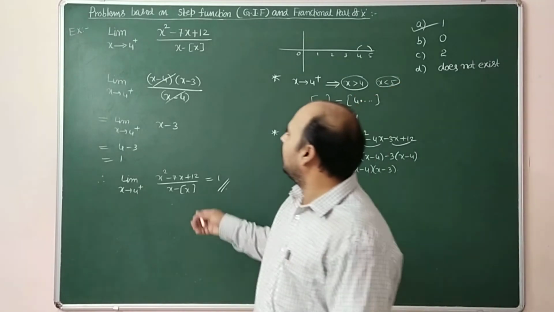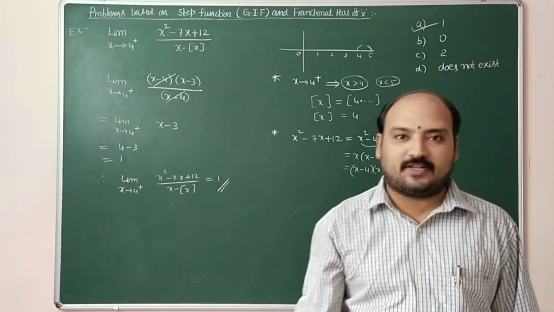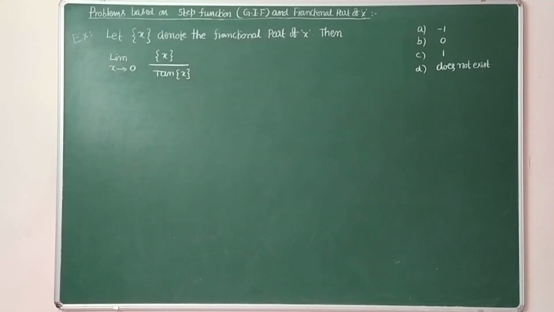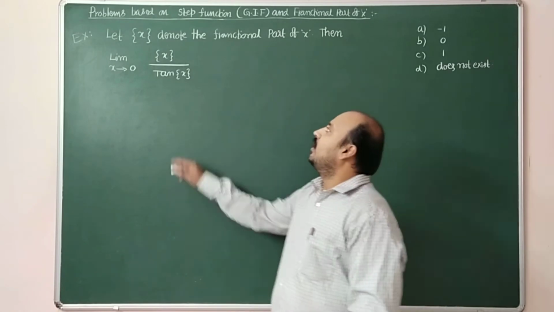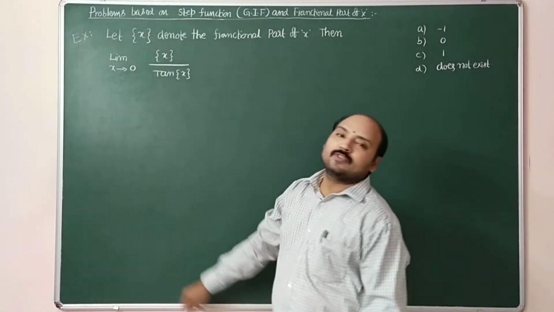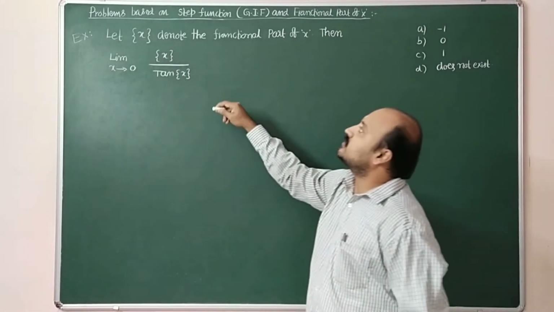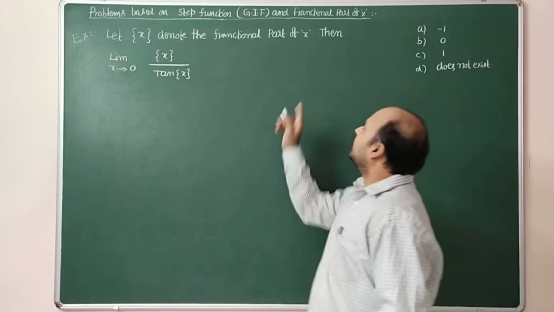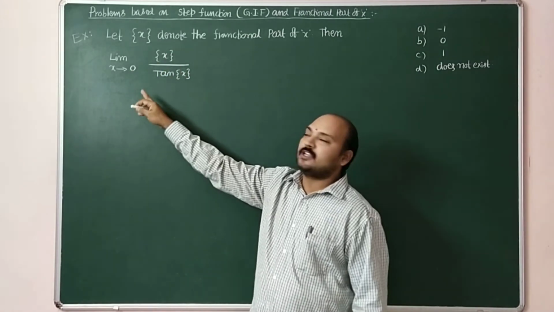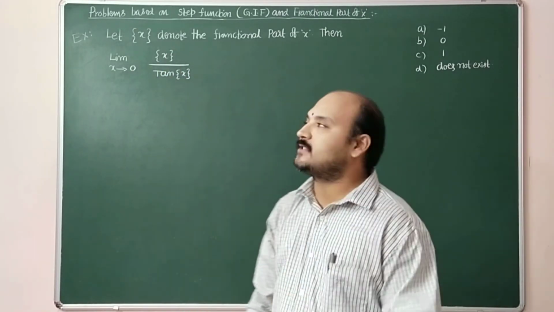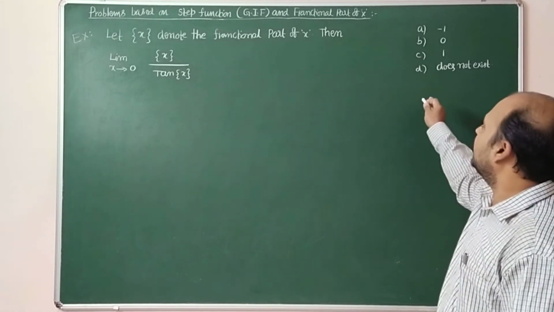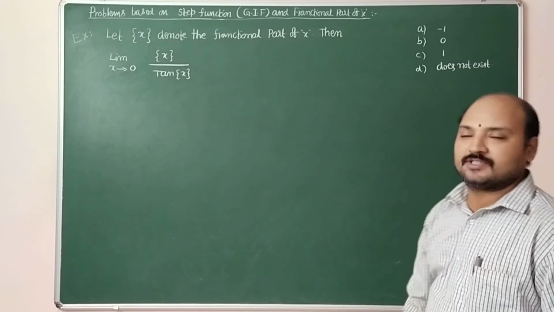One more example I will give for fractional part of x. The next question: here the flower bracket x denotes the fractional part of x. Then limit x tends to 0, fractional part of x by tan of fractional part of x. So how to evaluate this type of problem? We have given the options here: -1, 0, 1 and does not exist.